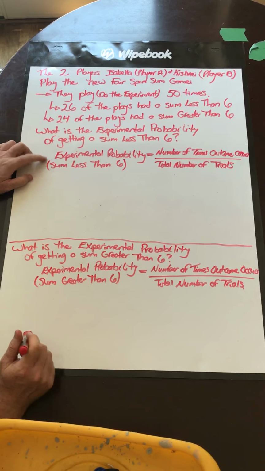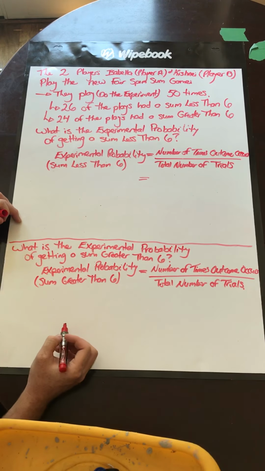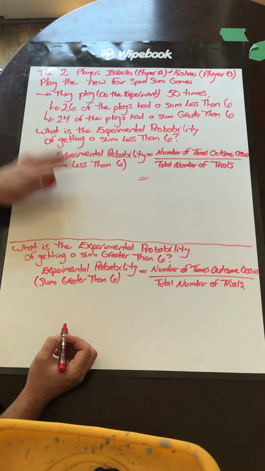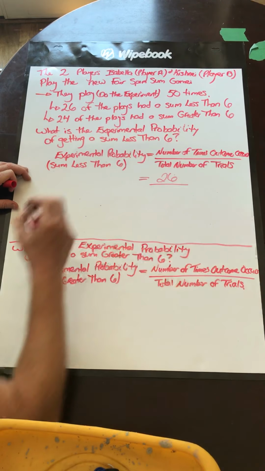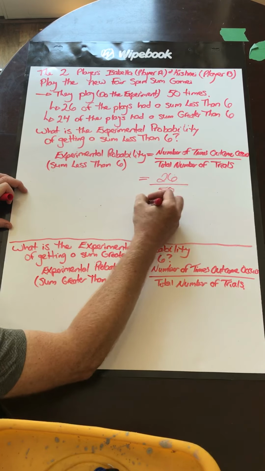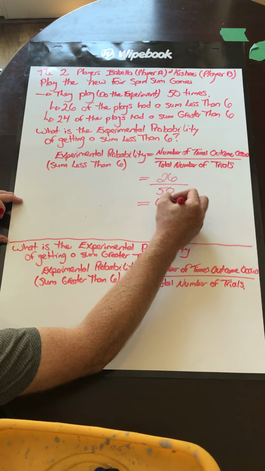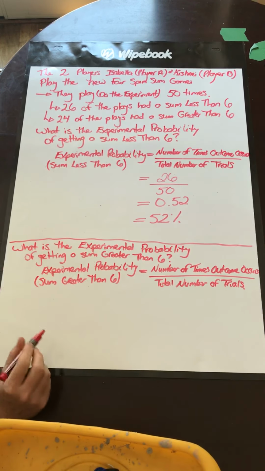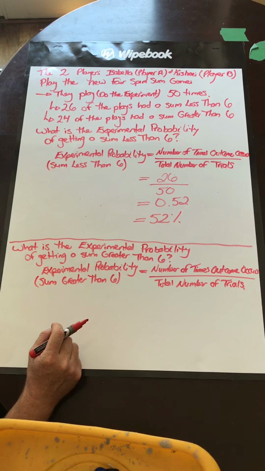Okay, so we're going to calculate the experimental probability of getting a sum less than 6, which is equal to the number of times the outcome occurred. So how many times was there a sum less than 6? Well, it was 26, divided by the total number of trials. How many times did they play the game? Well, that was 50. So we have 26 divided by 50, and that equals 0.52 or 52%. Okay, so 52% of the time out of 50 times when they played the game, there was a sum less than 6.